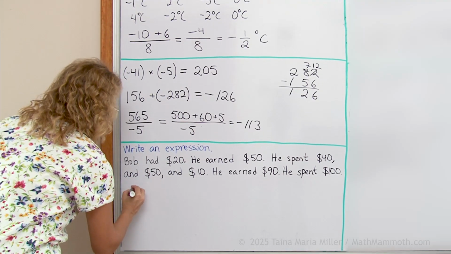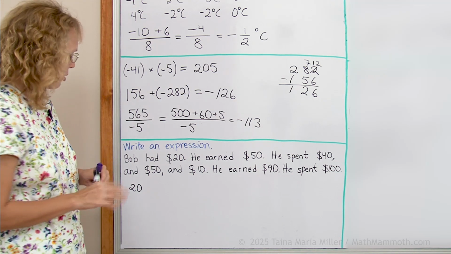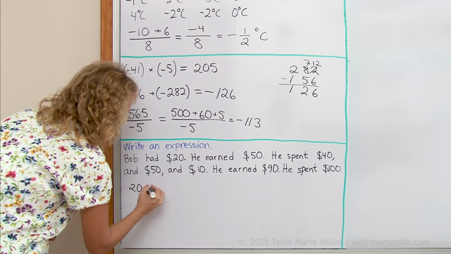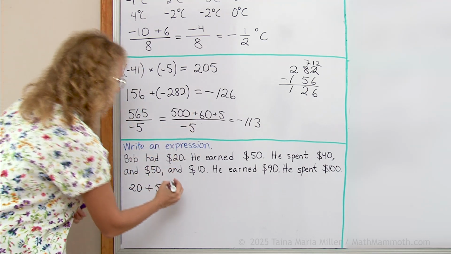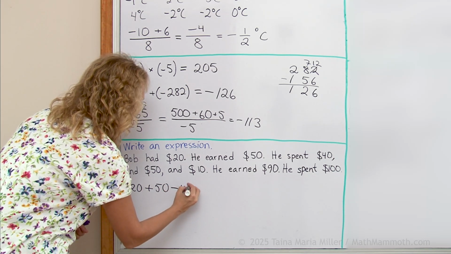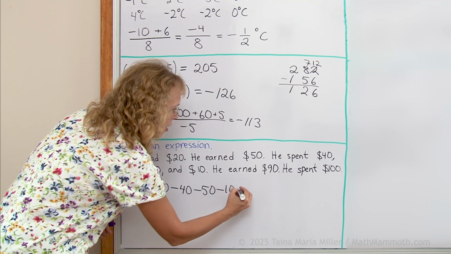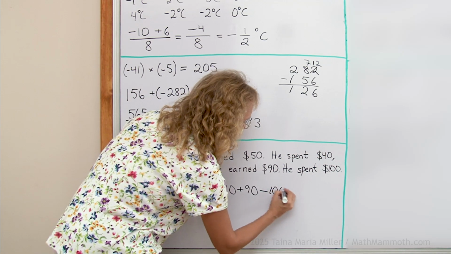So I'll write here 20. I'm gonna omit the dollar signs for now, just to make it simpler. Then he earns 50, so that is definitely addition of 50, right? And then he spent all those, so those would be like subtractions. Spent 40 and 50 and 10. Then he earns 90 and then he spends 100.